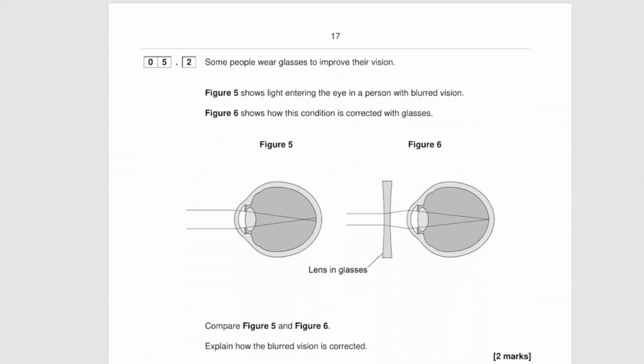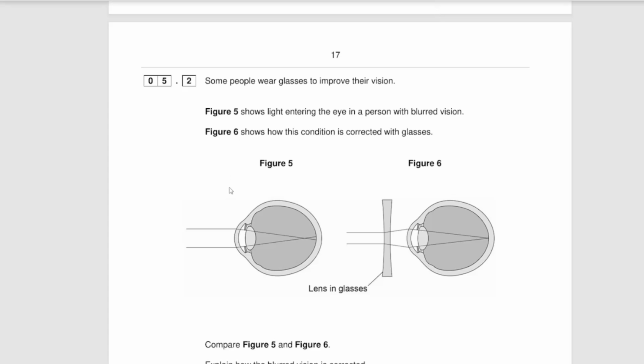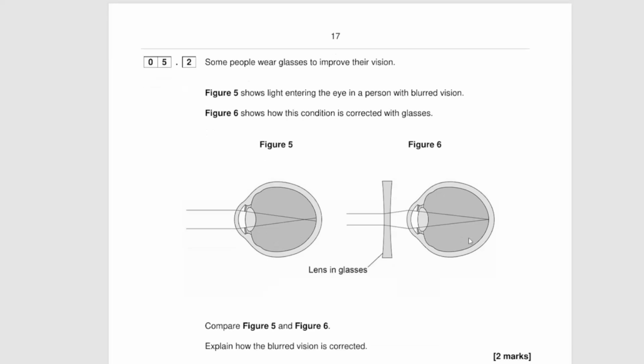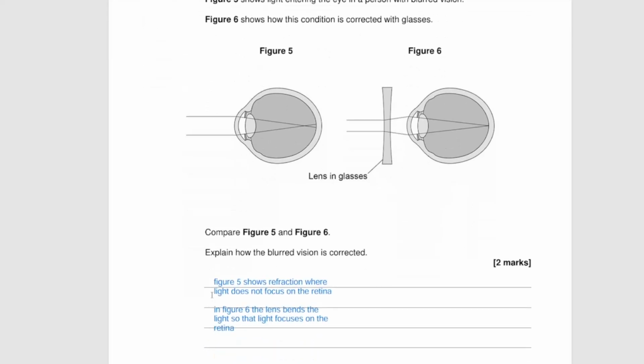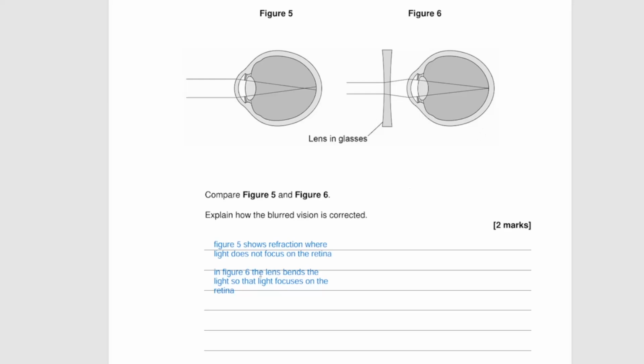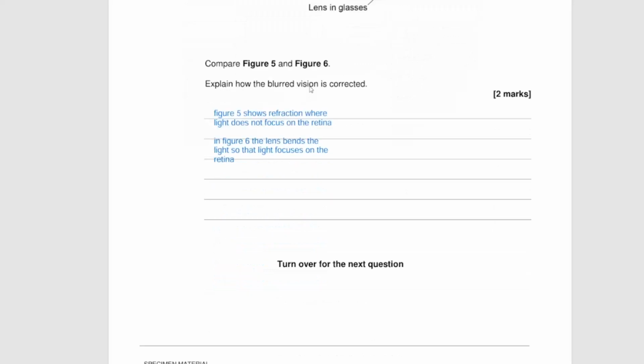Then for 5.2, figure 5 shows light entering the eye in a person with blurred vision, and figure 6 shows how this condition is corrected with lenses. We're asked to compare the figures and explain how the blurred vision is corrected. Now, figure 5 shows refraction, where light does not focus on the retina, which would be around this point here. And in figure 6, the lens bends the light, so the light focuses on the retina, causing correct vision, while in figure 5, there would be blurred vision because the light does not correctly focus on the retina.